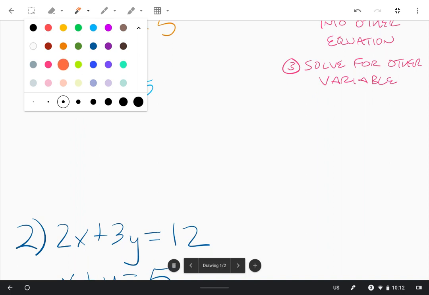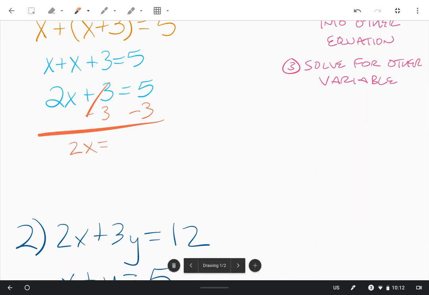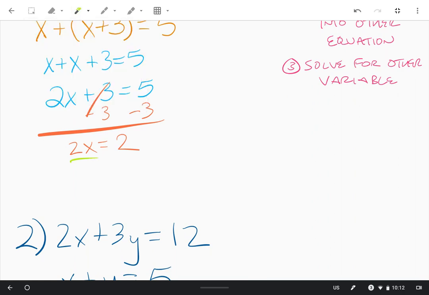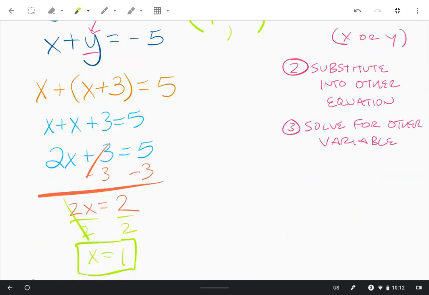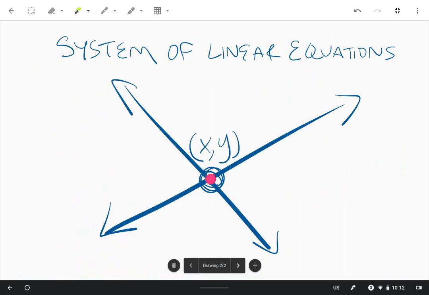I'm going to take 3 away from both sides. That cancels out, leaving me with 2x equals 5 minus 3, which is 2. Then I'm going to divide by 2 on both sides because I want to get rid of this 2, and I get x equals 1. And so that's already the first part of my answer. If my answer is going to be an ordered pair, the first part of that ordered pair is 1, x. Remember, we're talking about the xy point where these systems intersect.